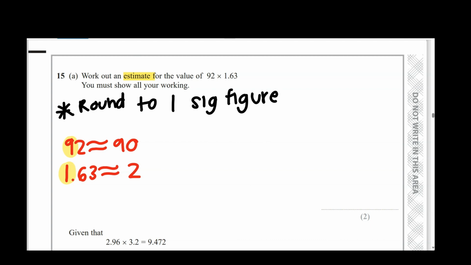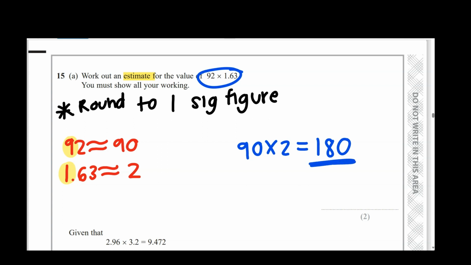So instead of this 92 times 1.63, we are now going to go 90 times 2. 9 times 2 is 18. We just add a 0. So that is our estimated answer to this question. So when they say estimate, they don't want you to work it out exactly. They just want you to give kind of a close figure. Where would that be around?